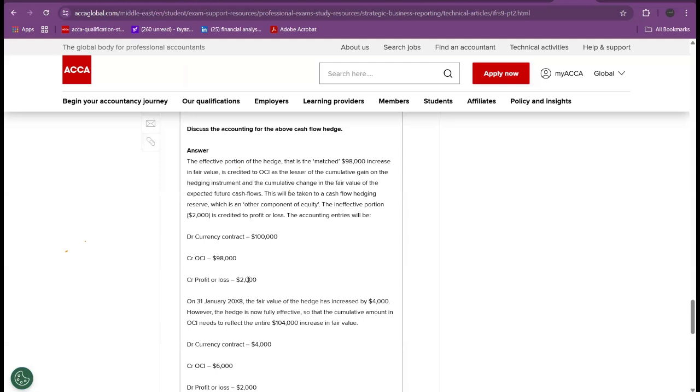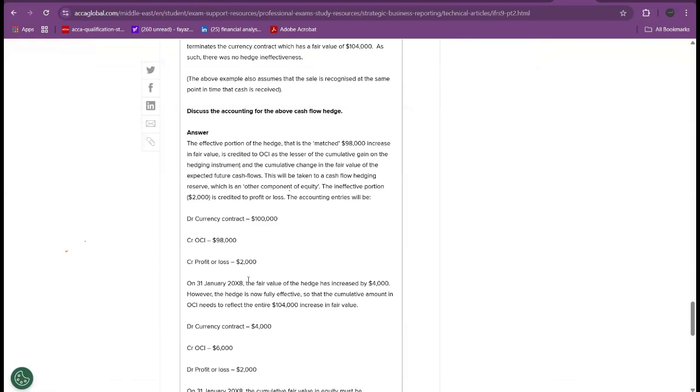And the remaining 2,000, as I said, will go in P&L because that's the ineffective portion. We don't care about that portion. We did not ask for hedging for that portion. It is not relevant to us. We are going to throw it in the P&L. We are saying that this is not a part of our hedging instrument, hedging contract. We didn't ask to hedge for that, so we won't. It's not pertaining to us in the cash flow hedge. So we'll throw it there.